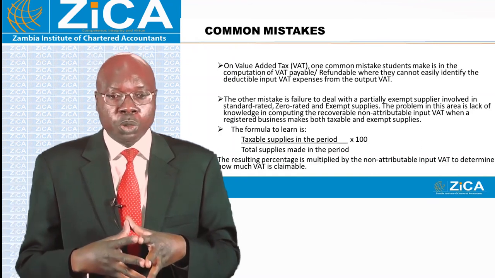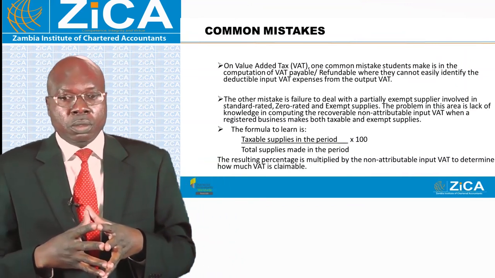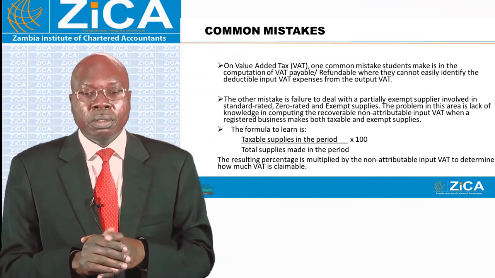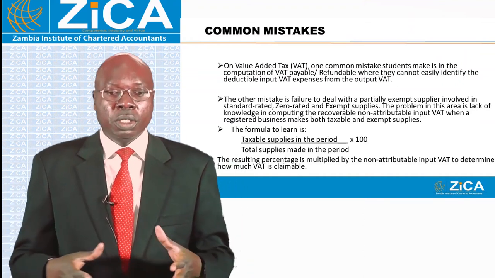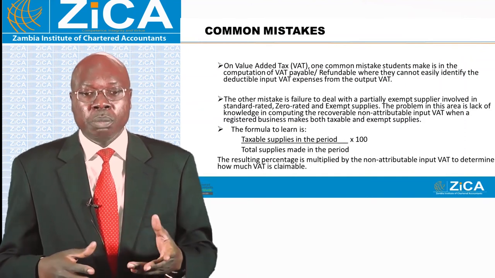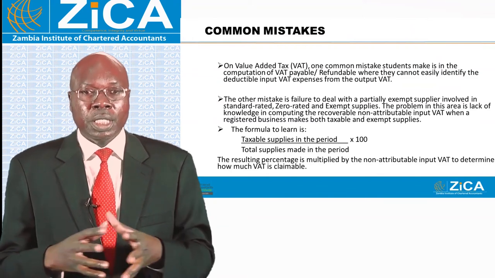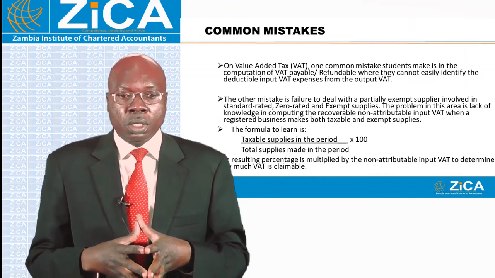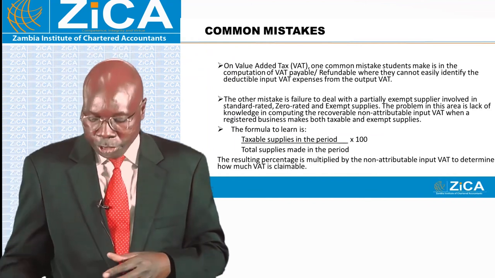They have challenges also to compute the recoverable non-attributable input VAT for registered businesses that make both taxable and exempt supplies. And the majority of them can't even recall the formula: taxable supplies in the period over total supplies made in the period multiplied by 100. And this percentage shall be used to determine the amount of recoverable non-attributable input VAT.